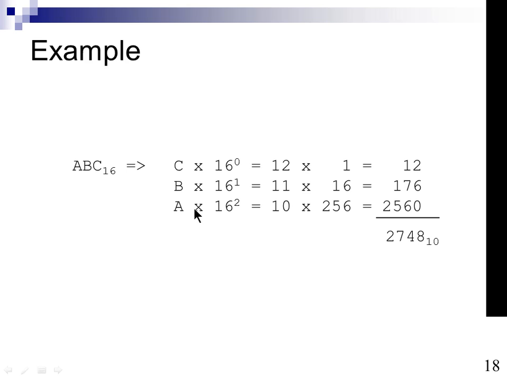A in hexadecimal is 10 in decimal. B in hexadecimal is 11 in decimal. C is 12. So 12 into anything raised to 0 is 1. 11 into 16 raised to 1 is 16. 10 into 16 square is 256. You add up all this, and it will give me the equivalent decimal number for ABC in hexadecimal.